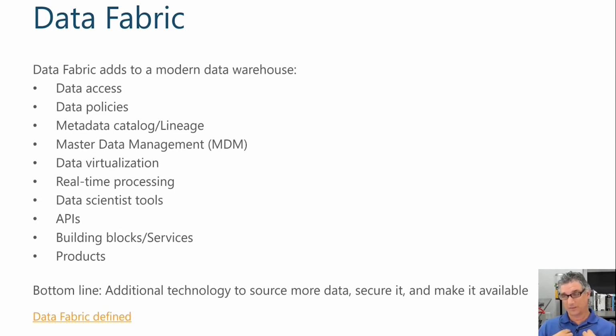This is my definition. It's not a universal definition, but I think most people follow the same understanding, that a data fabric adds additional features to a data warehouse, like having sophisticated data access policies, and adding a metadata catalog so you can track the lineage of the data as it's gone through all those stages. It could tell you with a metadata catalog what's in your data lake and what's in your relational database, so you know what is available for you to query.